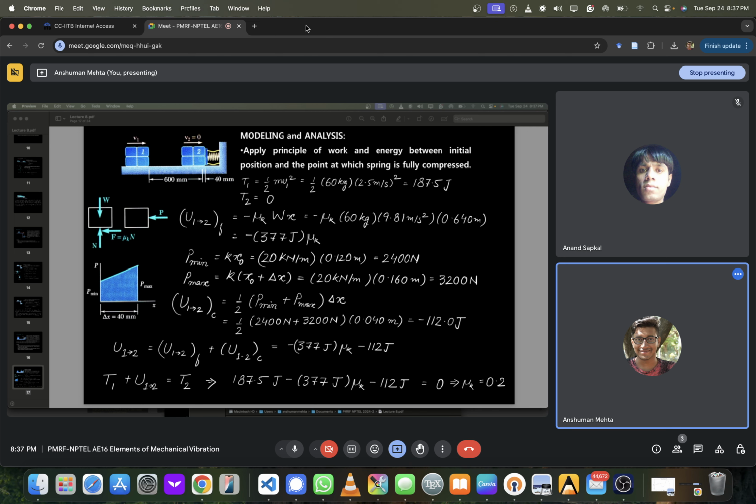Now applying the area of the trapezoid formula, we can find the work done by the spring. Delta x is known.